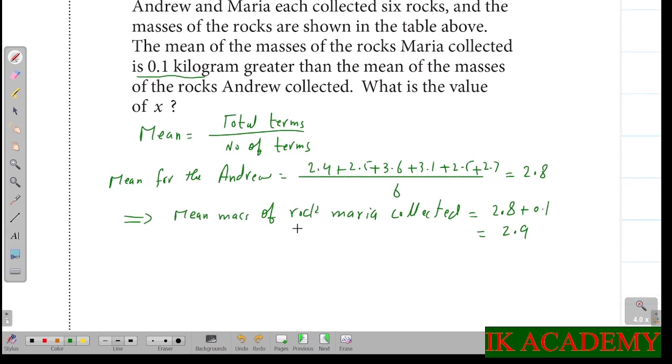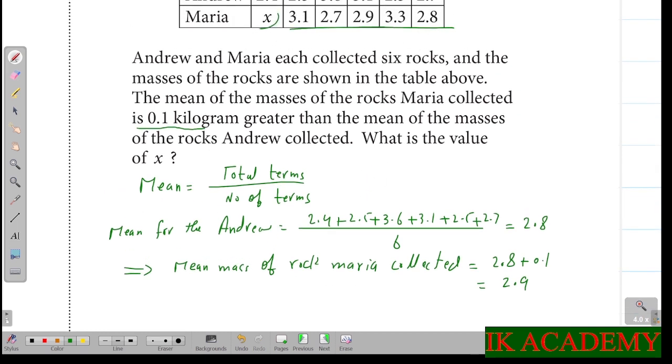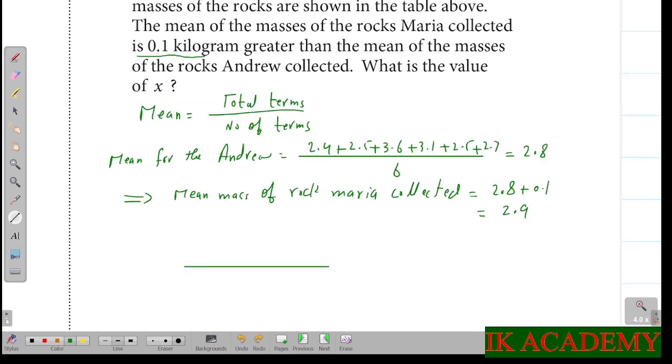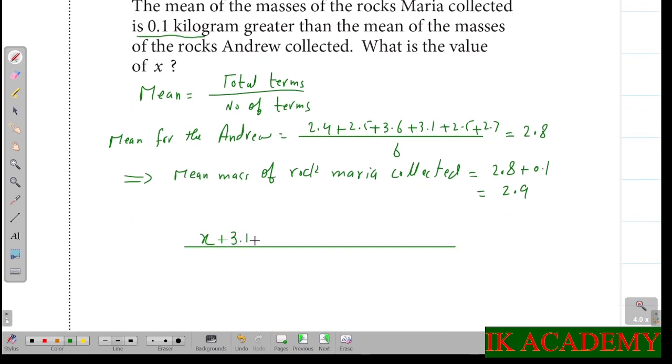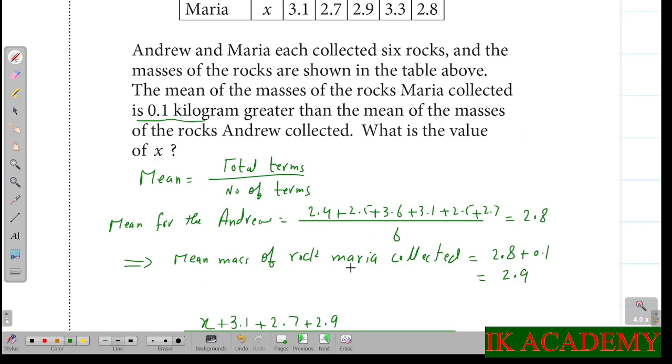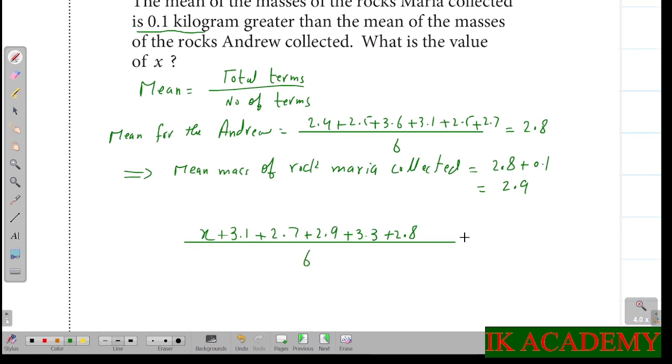So we will take the total mass of these terms plus x, divided by 6, equal to 2.9. So x plus 3.1, 3.1, 2.7, 2.9, 3.3 plus 2.8, divided by 6 is the mean mass of rocks Maria collected. It will be equal to 2.9.